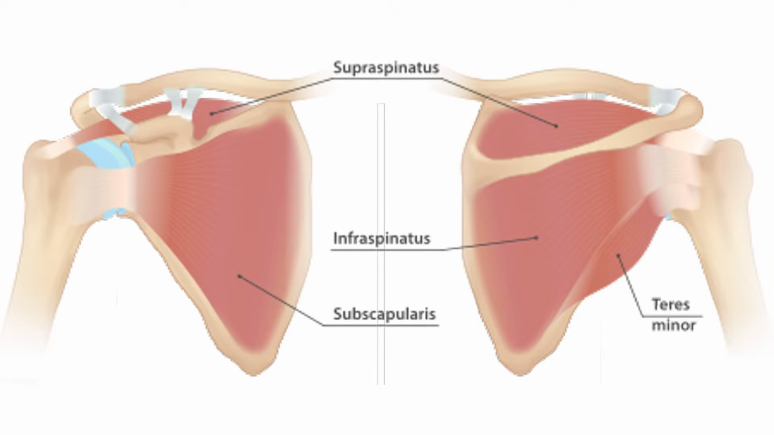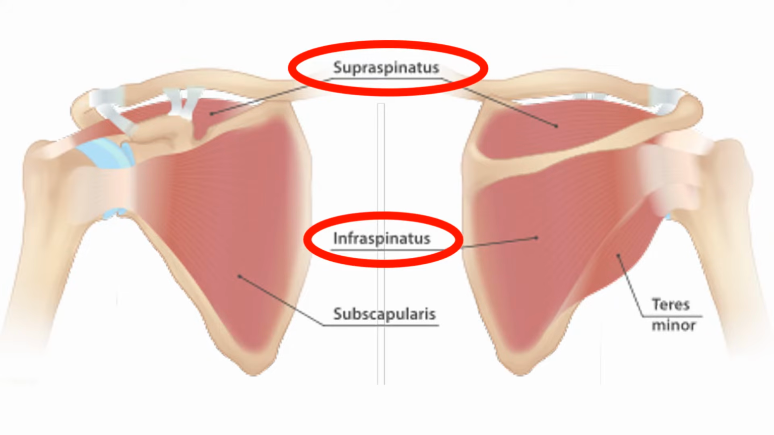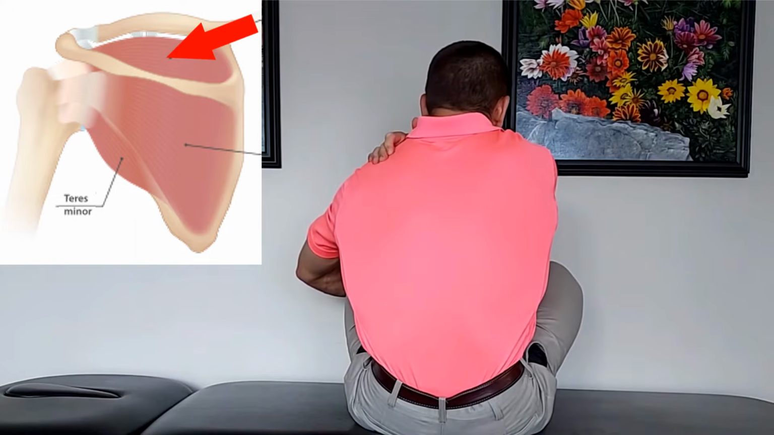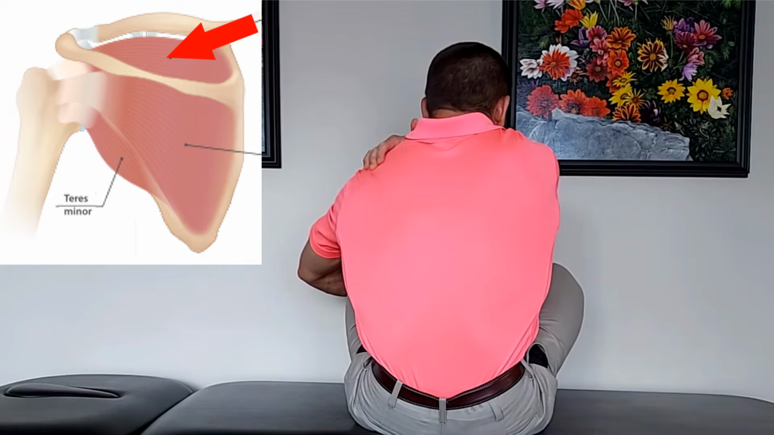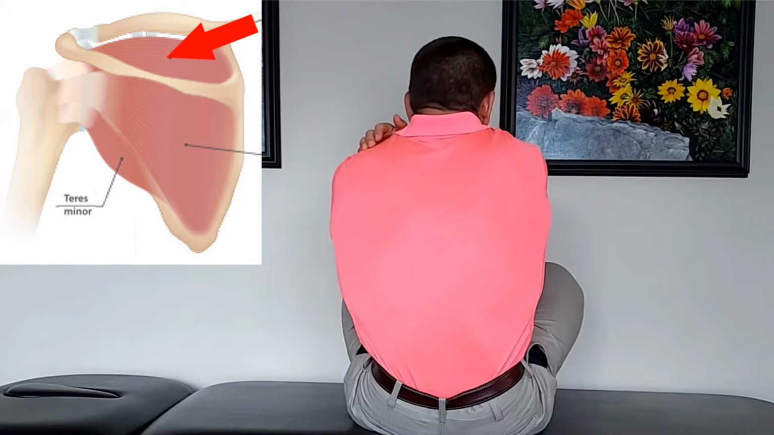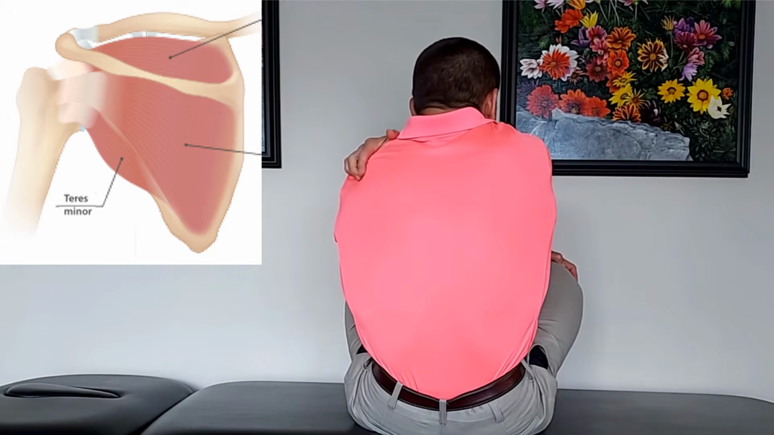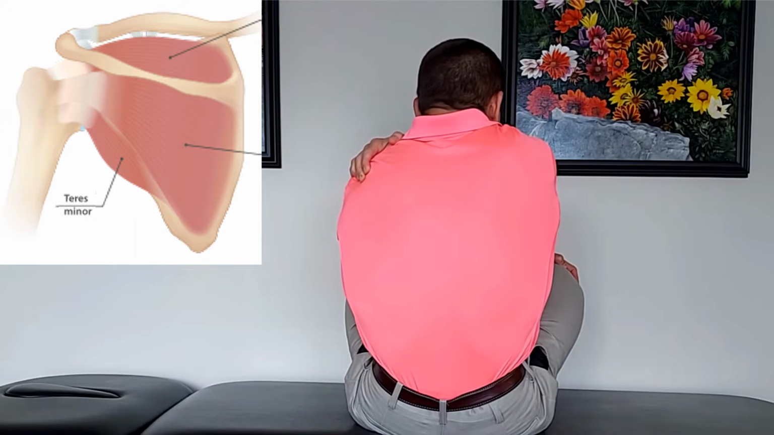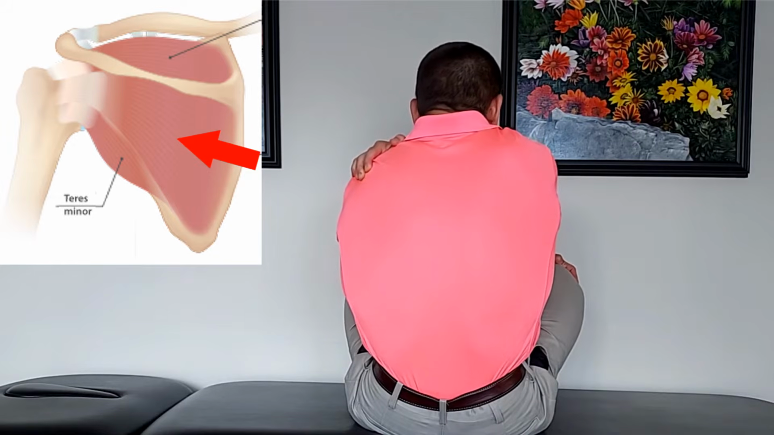The 2 most common ones are the supraspinatus and infraspinatus. The supraspinatus sits right above what's called the spine of the scapula. So supra means above, and spinatus means the muscle that's above the spine. So supraspinatus is above the spine. And then if you go just below the spine, underneath that little ridge right there, that's the infraspinatus.